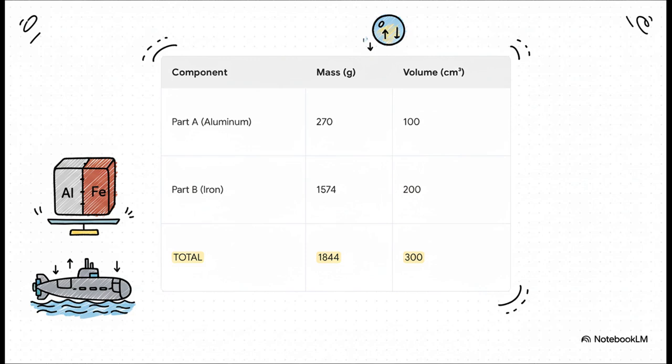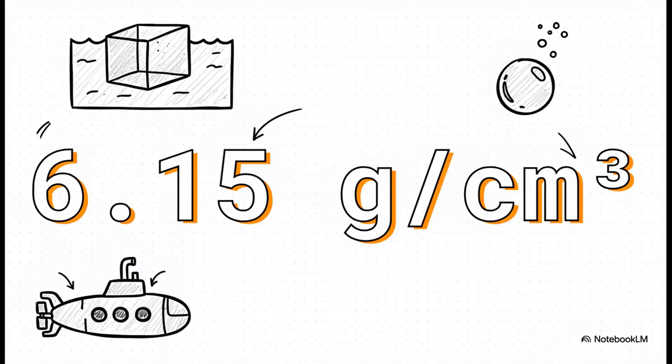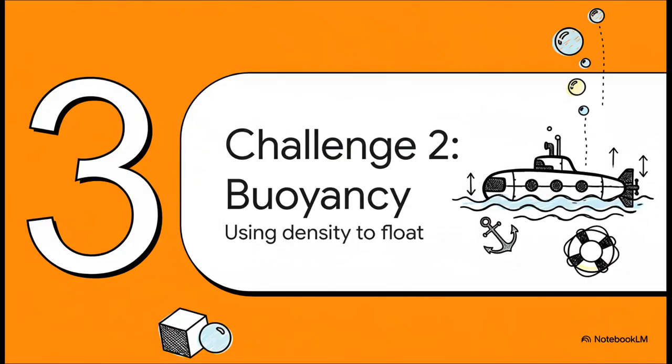For step 1, finding the total mass, we just add them up. 270 grams of aluminum plus 1,574 grams of iron gives us a grand total of 1,844 grams. And for step 2, we do the exact same thing for volume. 100 plus 200 gives us a total volume of 300 cubic centimeters. And now for the big finale. We take our total mass, 1,844 grams, and divide it by our total volume, 300 cubic centimeters, and that gives us our final answer, an average density of 6.15 grams per cubic centimeter. So remember the key. It's always total mass divided by total volume. Great work on that first one.